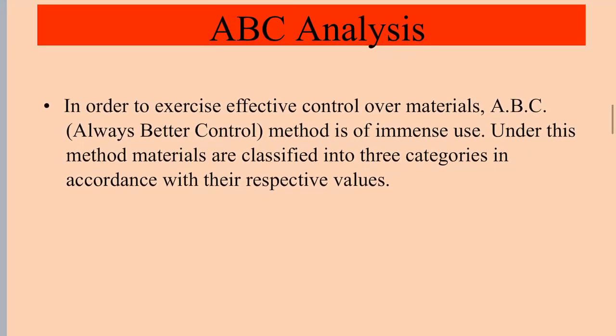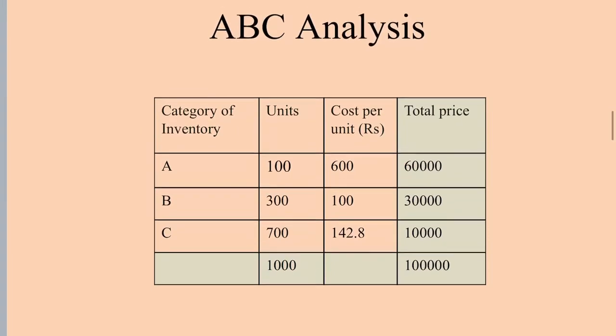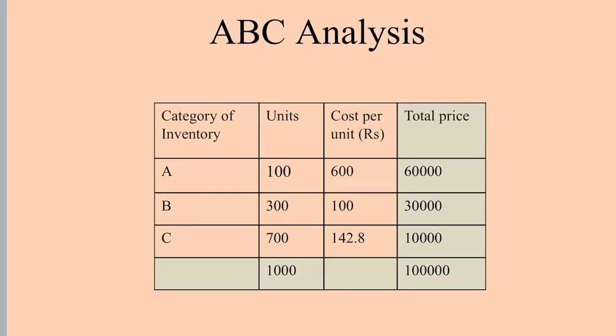So ABC analysis is an inventory management tool where we are classifying our items of inventory in 3 categories, category A, category B and category C. So all the items of inventory, whether it is raw material, finished goods, they are categorized as A, B and C. Now what are these A, B and C and what are the criteria for classifying A, B and C? We will see further. ABC stands for always better control, but simply we call it ABC analysis. Now look at this table and then you will be able to analyze what ABC analysis is.